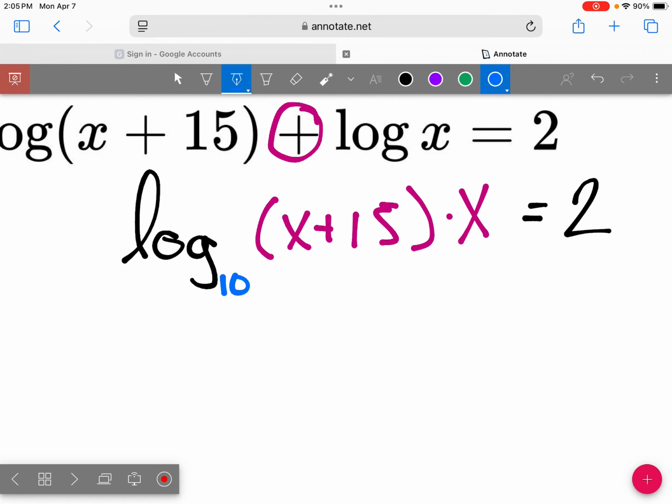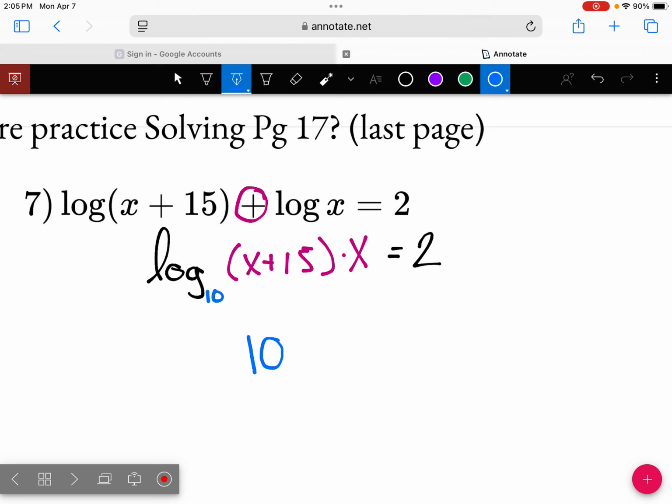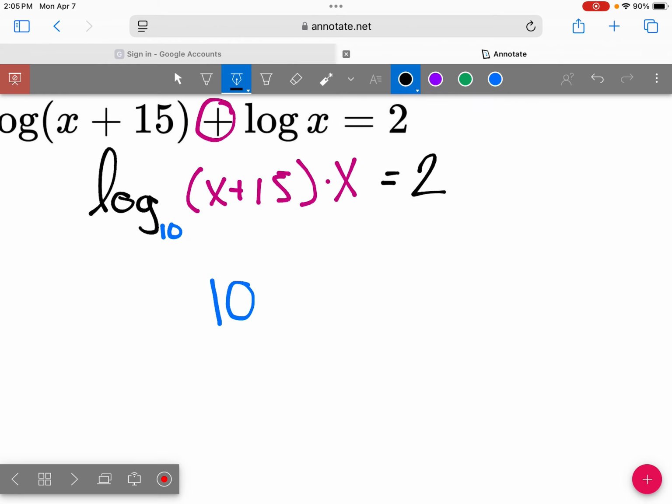So the very first thing I'm going to do is set up our base of 10. This is using log base b of a equals p, which becomes b to the p equals a. So our base is 10, our power is 2, and it's going to equal that argument of x plus 15 times x. This is a lot easier to deal with than the stuff that has the log in it, because logs are scary and weird.